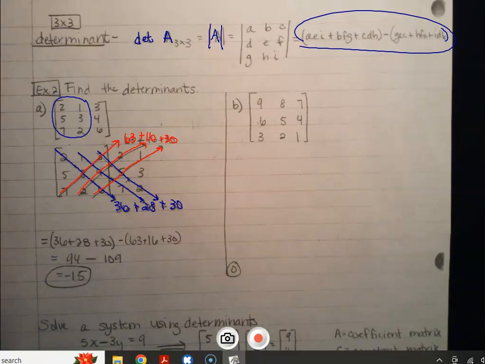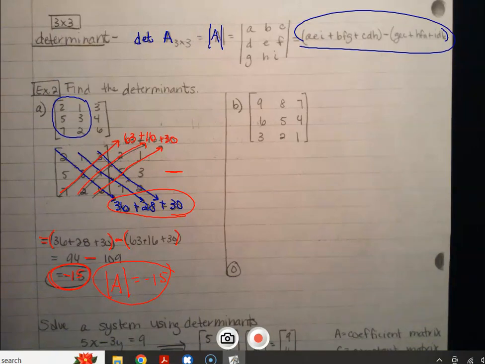Okay, so now we need to subtract these two. But the deal is this one has to come first. Okay, we subtract them, the major goes first. So I've rewritten it down here. The quantity 36 plus 28 plus 30 minus the quantity from the minor diagonal, 63 plus 16 plus 30. So that equals 94 minus 109. So negative 15 is my determinant. So I should write, the determinant of A equals negative 15. I probably should have written that out there to get you in the habit of seeing that determinant terminology.